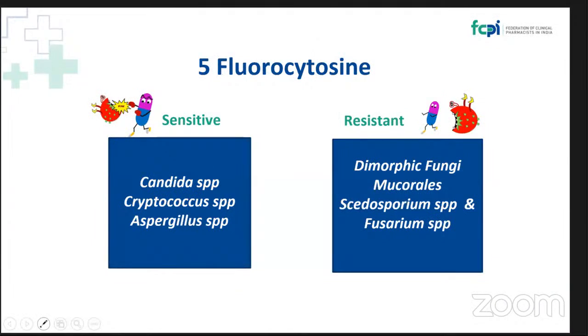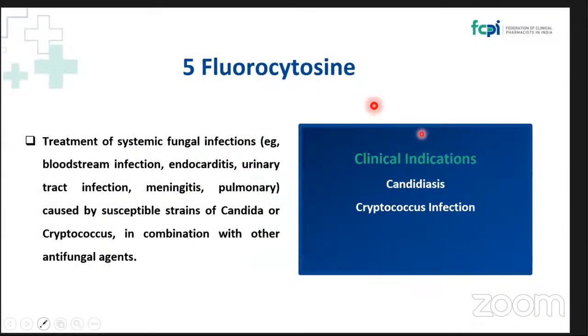So next we are moving on to 5-flucytosine. This is a narrow spectrum agent, usually given in combination with amphotericin B. It is sensitive towards Candida, Cryptococcus, Aspergillus species, and resistant to dimorphic fungi, mucorales, Pseudallescheria species, and Fusarium species. You can see a limited coverage, and it's used for treating systemic fungal infections, for example, bloodstream infections, endocarditis, UTI, meningitis, pulmonary infections caused by susceptible strains of Candida, Cryptococcus in combination with other antifungal agents.